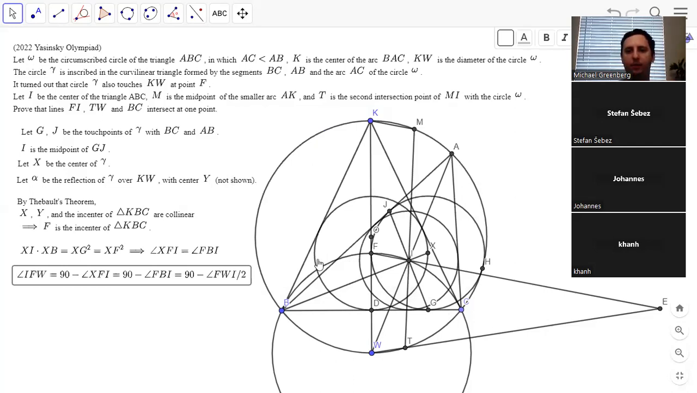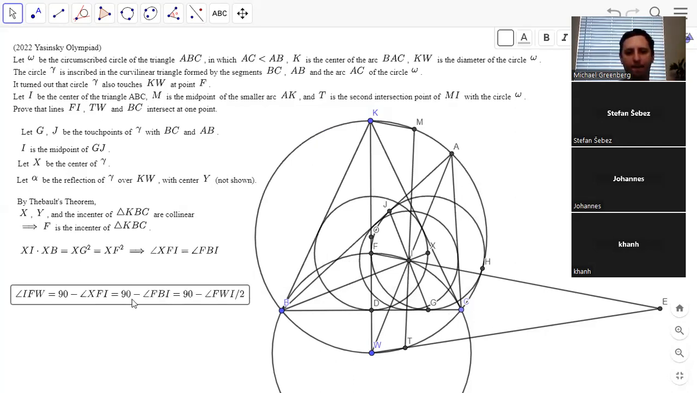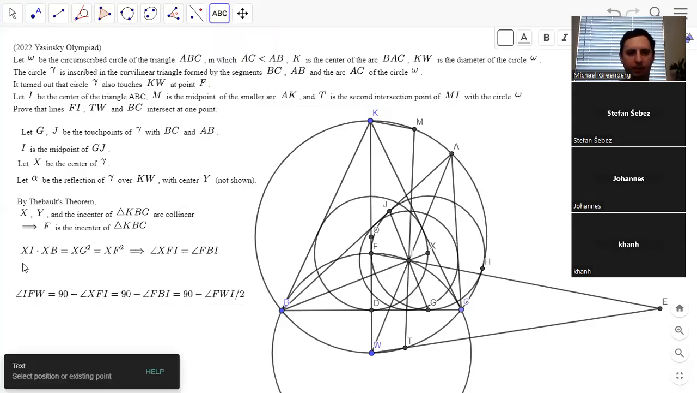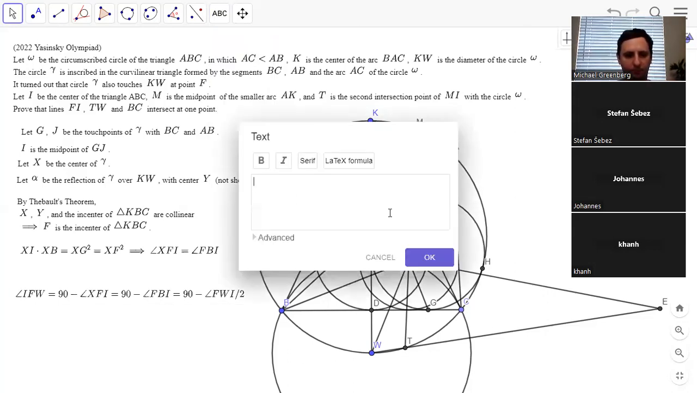I kind of said it was obvious that this is cyclic, so I should write that out. Angle BFC is BIC, 90 plus angle A over 2. And that means that BFIC is cyclic with center W. That's by the incenter-excenter lemma. I don't know if there's an easier way to think about it.